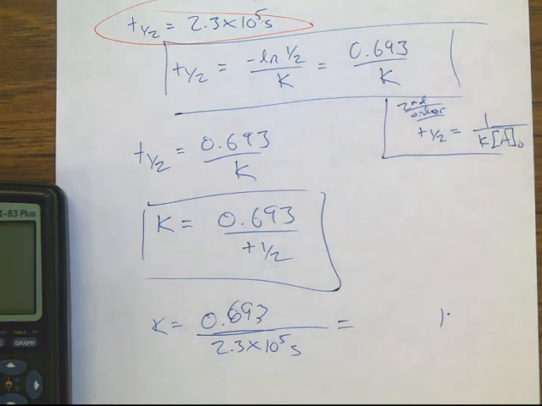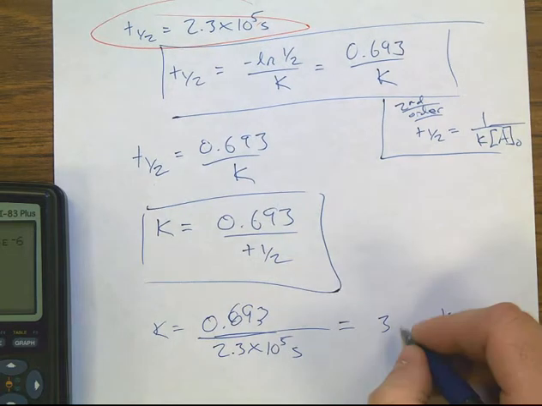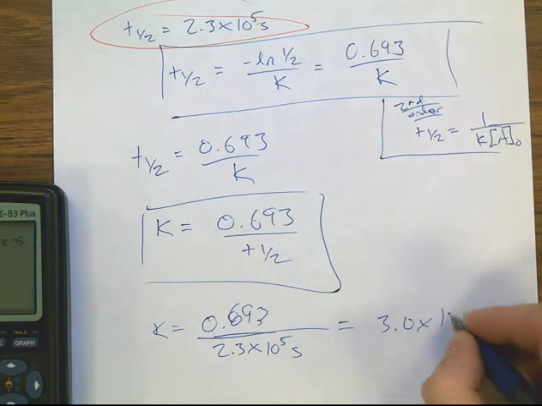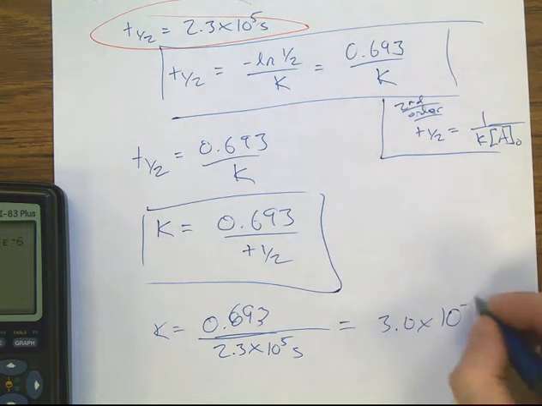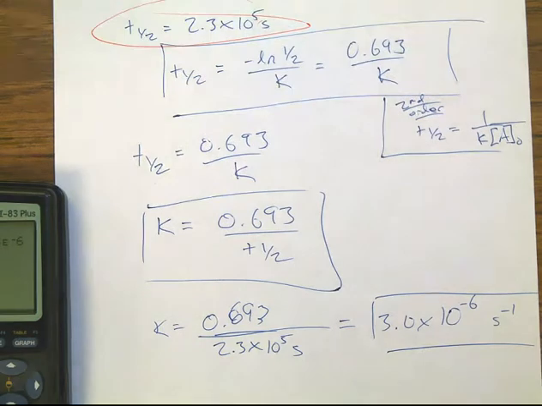2.3E5, and you end up with 3.0 times 10 to the negative 6 inverse seconds. And that's your correct answer for k.